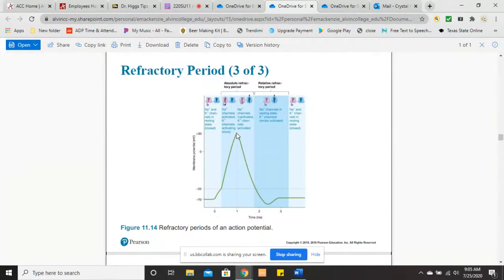But if you give the neuron a little time, let it get into some repolarization, if you were to give it a big enough stimulus, it can generate another action potential. Why? It's because now you're in the relative refractory period. In the relative refractory period, you can generate an action potential if you have a big enough stimulus, because you see, you've gotten enough negative again. So those are refractory periods. And it makes sense when you think about it.